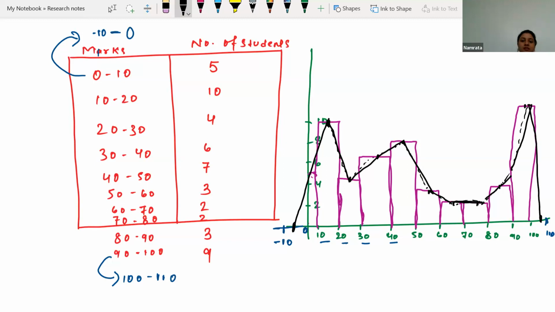So, ma'am, the midpoint is a must, right? The midpoint is a must. Taking the midpoint is a must. That's why here also we are taking the same gap, and at last also the same gap, and then we will connect our polygon. Polygon means it's a shape.